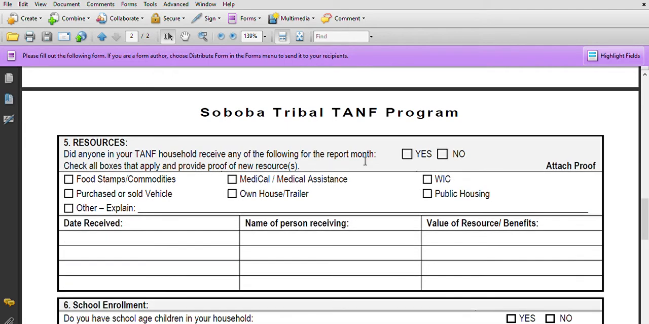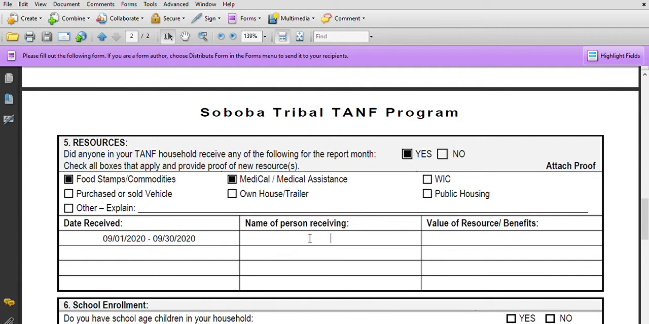So yes, Mickey does receive Medi-Cal. He also receives CalFresh or food stamps. Because Medi-Cal rolls over on a monthly basis, there's not really a date in which a specific individual receives it. It's kind of all month long. You can put the first through the last day of the month. So 9/1/2020 through 9/30/2020.